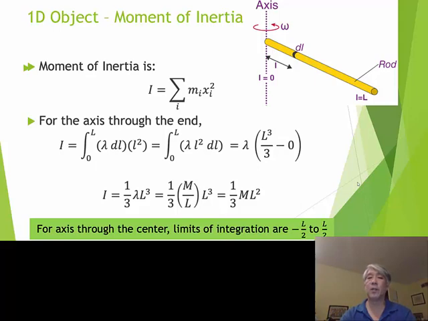If I was to do this for a rod rotated around its center, my limits of integration would be different because the center would be x equals 0. And so I would integrate from minus L over 2 to L over 2. If I did so, I would find that my moment of inertia would be 1/12 m L squared. You should try that on your own.